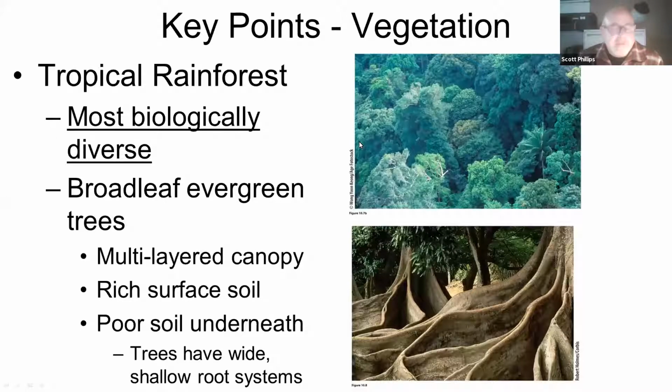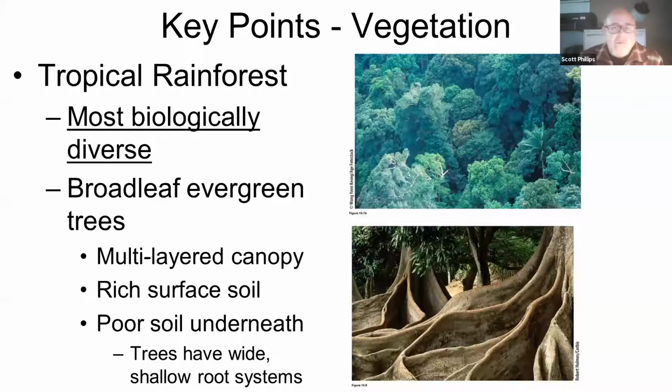Next, I want to add some additional material on tropical rainforests. The lectures I provided before were more focused on California, and California doesn't have tropical biomes, so I wanted to add a bit more on the tropical biomes, including tropical rainforests. So tropical rainforests are the most biologically diverse amongst all of the ecosystems.